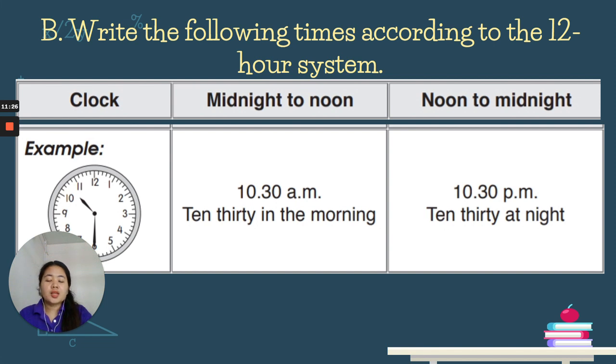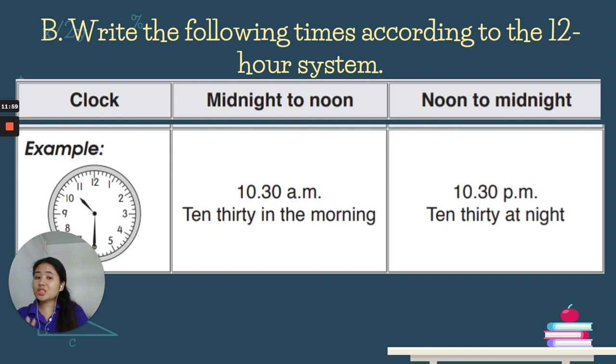Okay, so 10:30 a.m., if you write that in words, that will be 10:30 in the morning. In the morning. If you read the a.m., you don't write 10:30 a.m. It is read as 10:30 in the morning. Okay, how about this one? 10:30 p.m. So it is read as 10:30 at night. Why did we write at night? Why didn't we write in the afternoon?